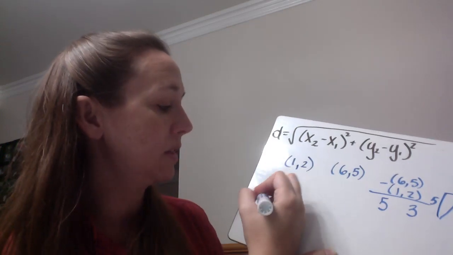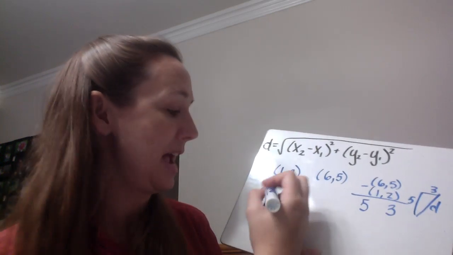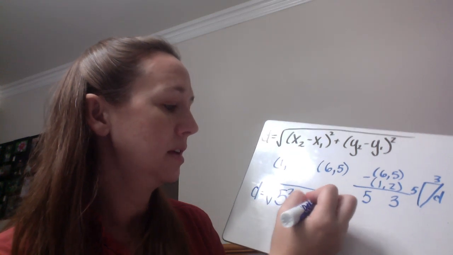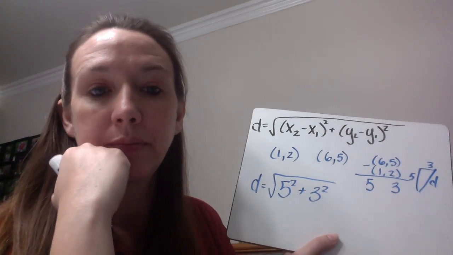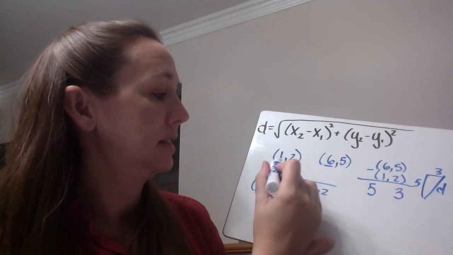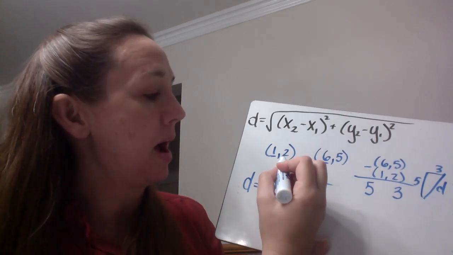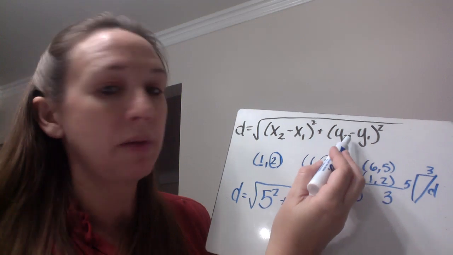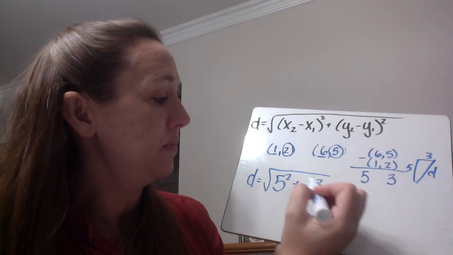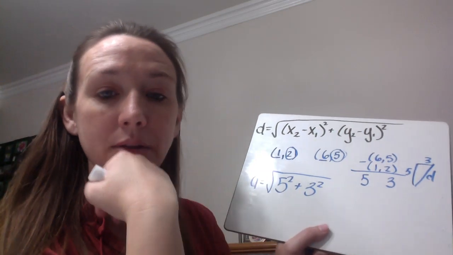So now here comes the formula part. Instead of doing the subtraction in the formula, we did it off to the side. That gives us fewer numbers to fit inside our formula. So we do 5 squared plus 3 squared. We back up. x2 minus x1. These are our x's. We subtracted them. We got 5. These are our y's. y2 minus y1. We subtracted them and got 3. We squared them, added them, and square rooted them to get the distance, or that hypotenuse.